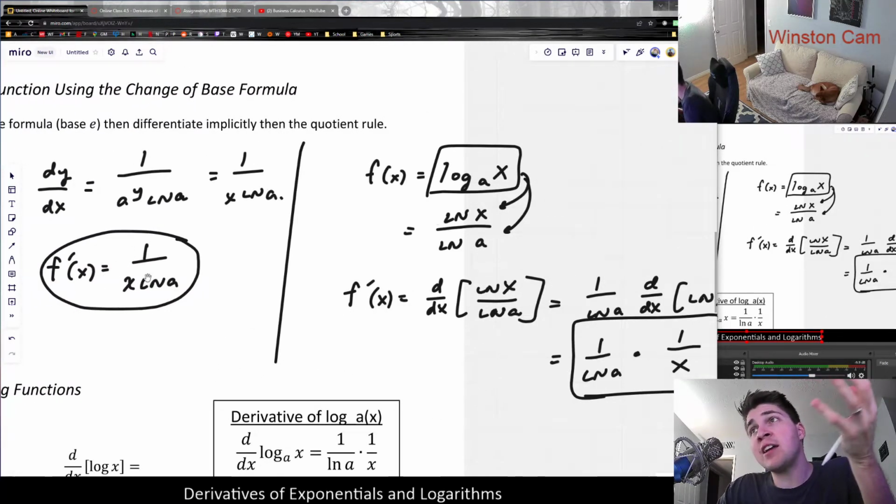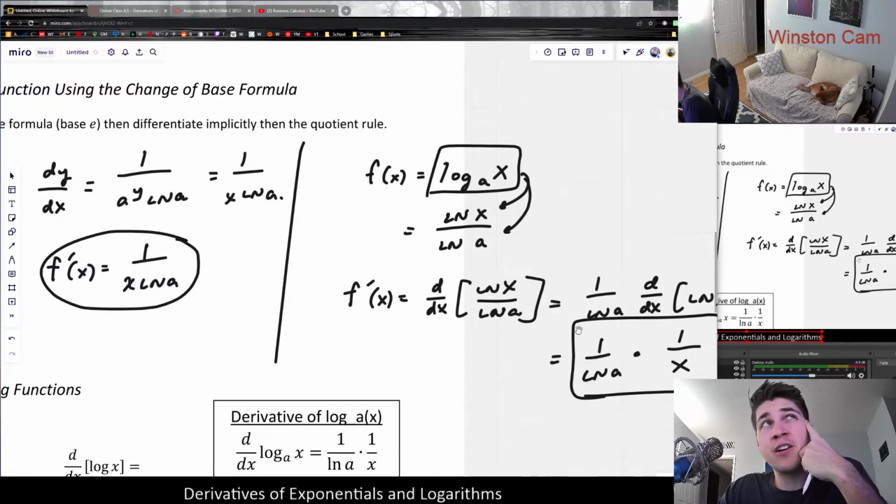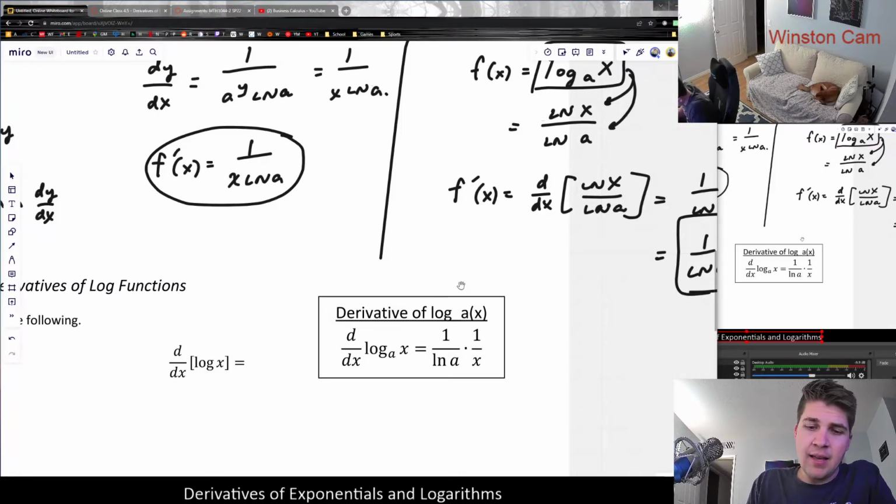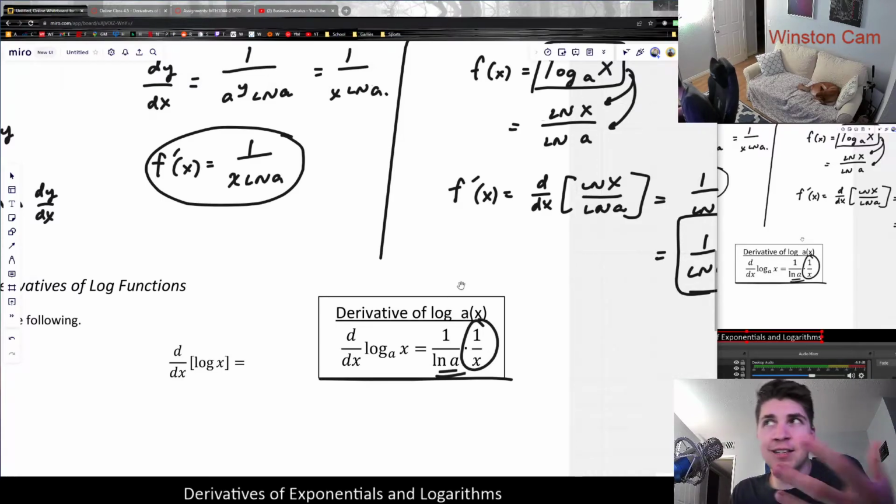So I was just trying to show you guys there's more than one way to figure out this derivative, but in summary, the derivative of any base logarithm is 1 over x multiplied by ln a, or really it's divided by ln a, but it's 1 all divided by x times ln a. It's very similar to the rules for general exponentials.